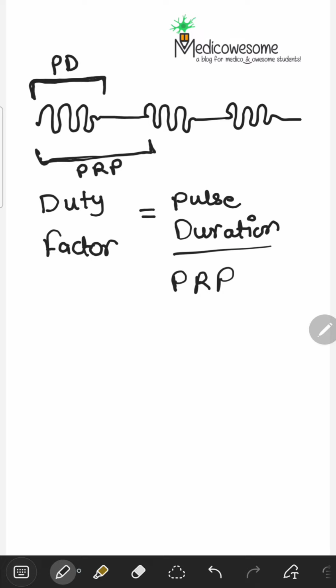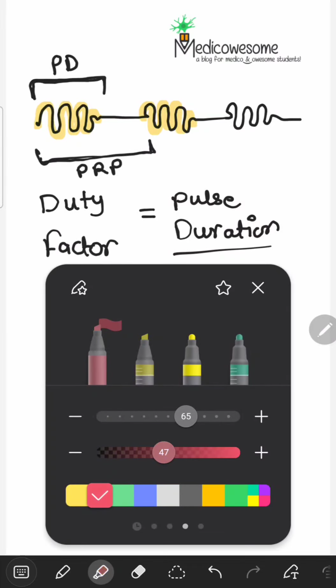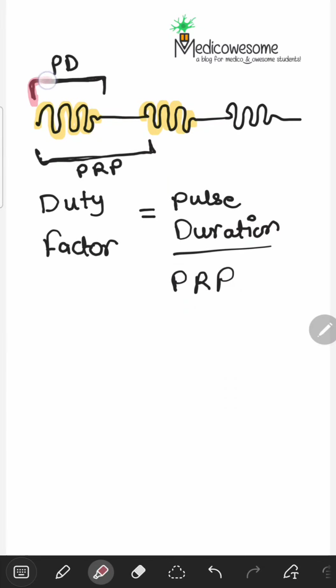So if you have an ultrasound transmitter and it gives out a pulse, and then it pauses for listening and then gives out another pulse. So the duration in which it is giving out a pulse, or the time, is known as pulse duration, and that's our numerator.